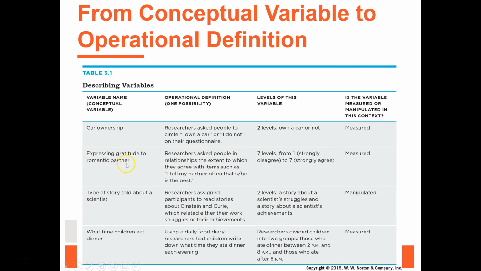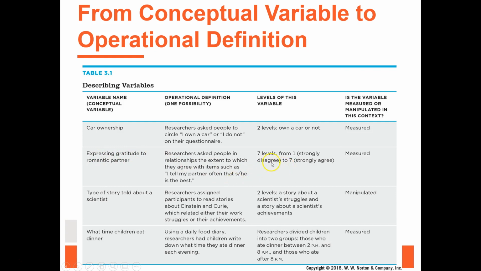Expressing gratitude to a romantic partner. Again, that's the variable I'm interested in studying. My operational definition in this case is researchers asked people in relationships the extent to which they agree with items such as, I tell my partner often that he or she is the best, right? And they would circle agree or disagree. So this is on a questionnaire. And this had 7 levels. Oh, so not just agree or disagree, 7 levels. 1 strongly disagree to 7 strongly agree. We call that a Likert scale. And so you measure how someone feels about expressing gratitude to their romantic partner in this way.